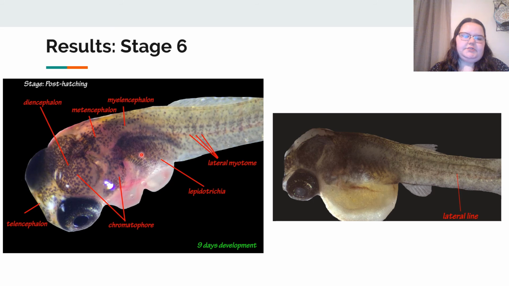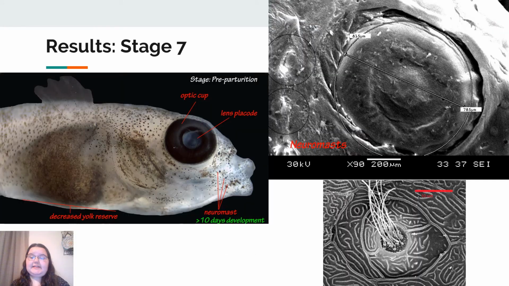You also have lepidotrichia, which will eventually become fins, and then you have the lateral myotome being formed, which is just specific banding of the muscles so that they are able to move faster. You also have a lateral line that's beginning to form, and this is an organ that allows the fish to tell where they are in the water, so it allows for pressure sense and depth of water that they're in. So this leads to the final stage of development, which is the pre-partition stage.